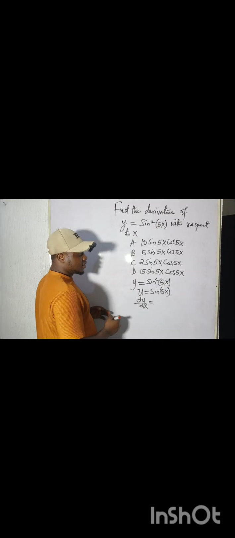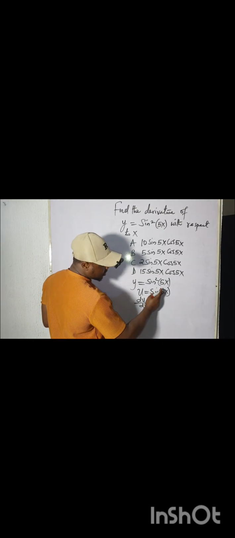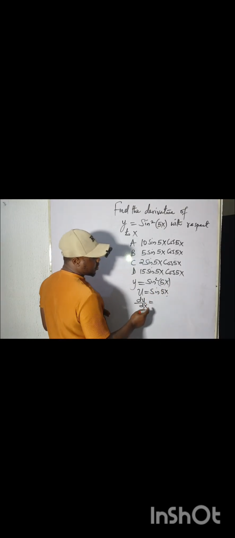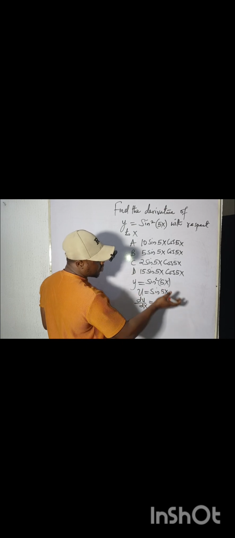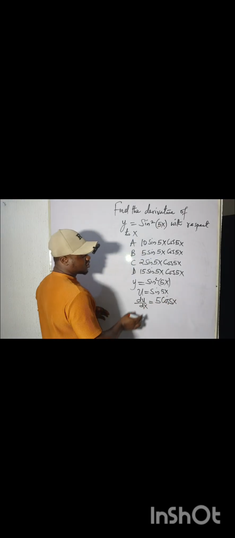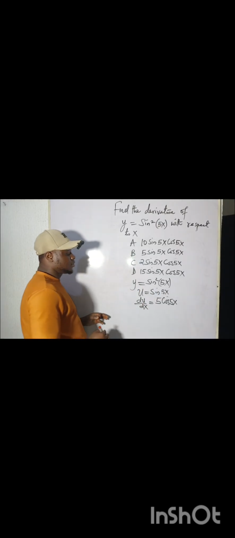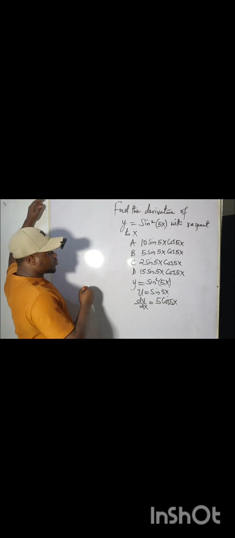And what is du/dx? Whenever you are given something like this, a number, and you are having sine of a number, bring that number out, which is this, differentiate sine to get cos, then write this thing back, which is 5x. That is how to differentiate this kind of function. Okay?